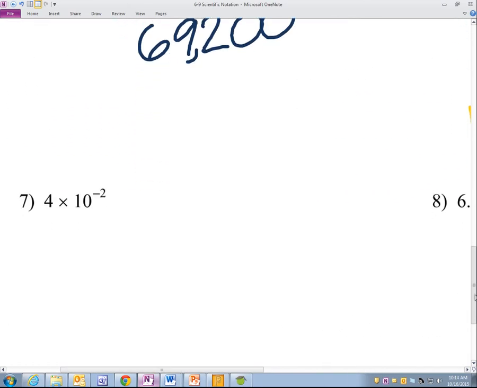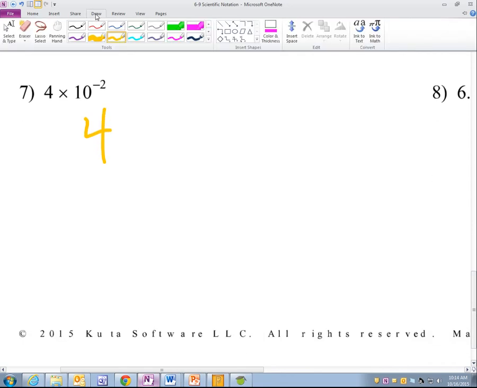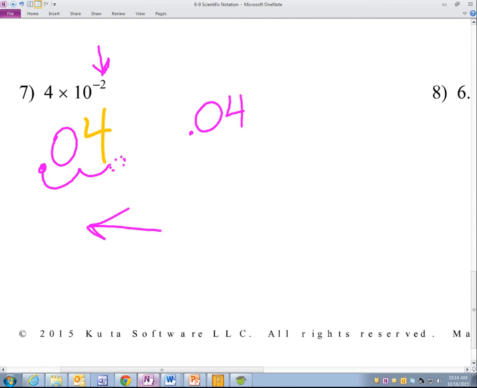Here's one with a negative. I'm going to have 4 here. My decimal place is going to be moving. See how this is negative? So I'm going to be going like on a number line. Negative is to the left. My decimal point was here. I'm going to go 1 and 2. Here's my new decimal point. I need to put a 0 as a placeholder. My answer is 0.04. So I want to have that ones digit represented.